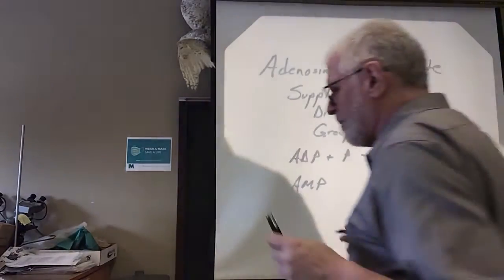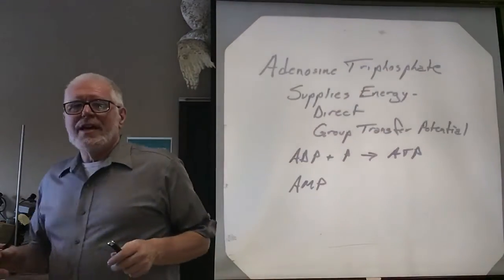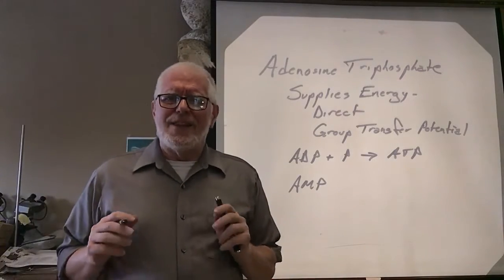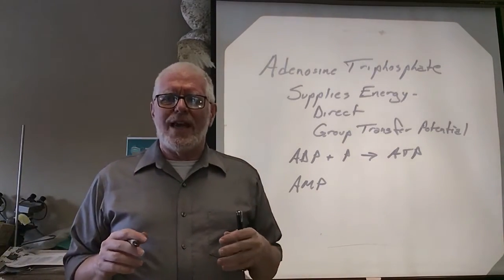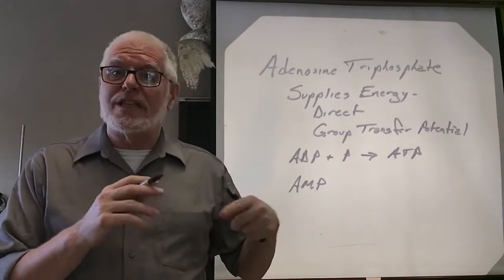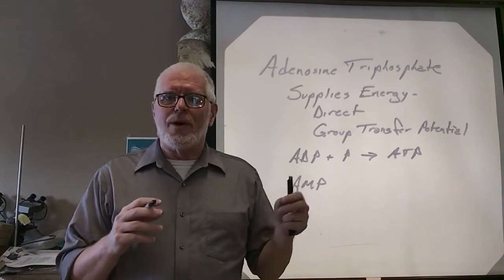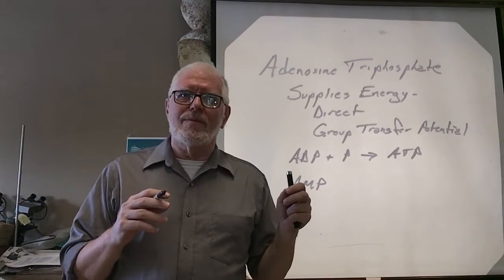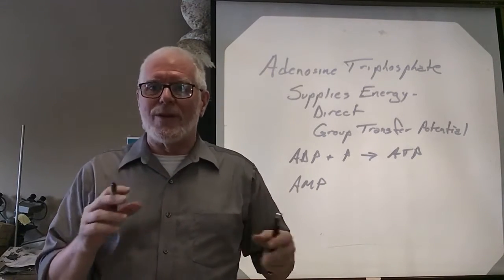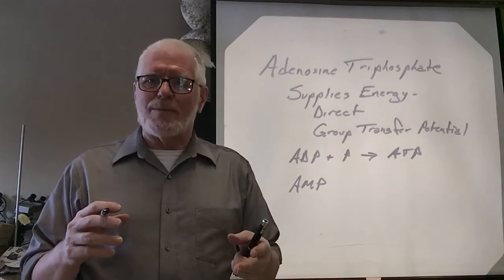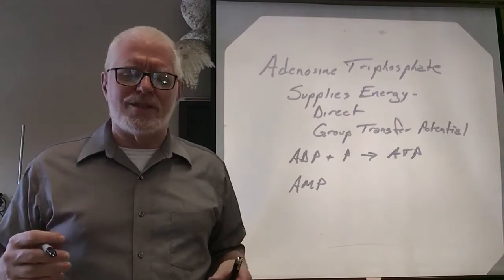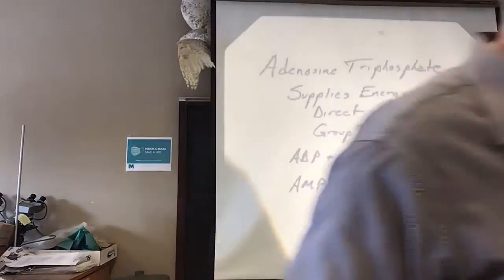There's also adenosine monophosphate, where there's only one phosphate on the string. That's not typically used in energy reactions, but depending on how it's constructed, it can be a very key molecule in moving messages around inside a cell. So that'll come up later when we're talking about cell responses to messages.